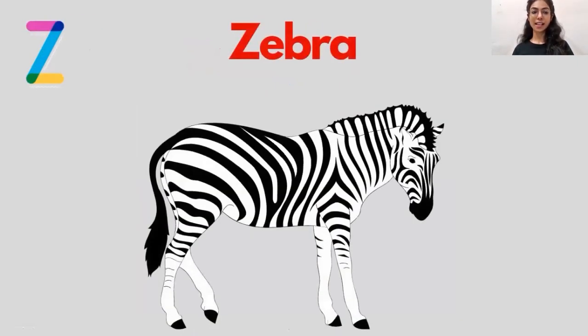And the last alphabet in English, that is Z, is Set in German. Set. And you can see the zebra on your screen. It's Set. Z.